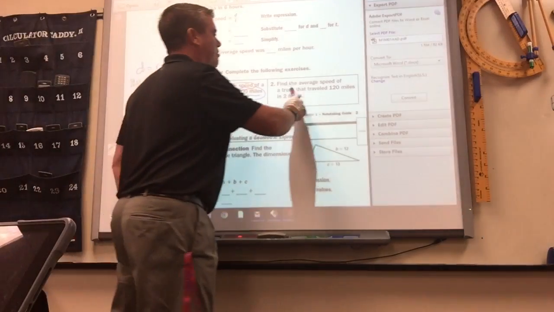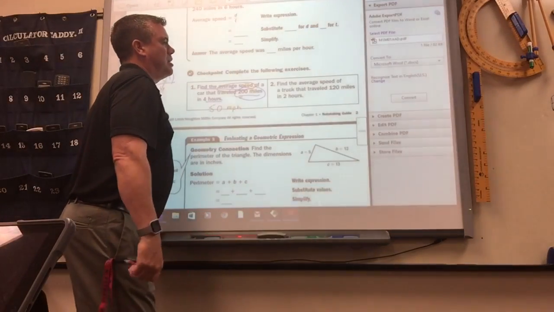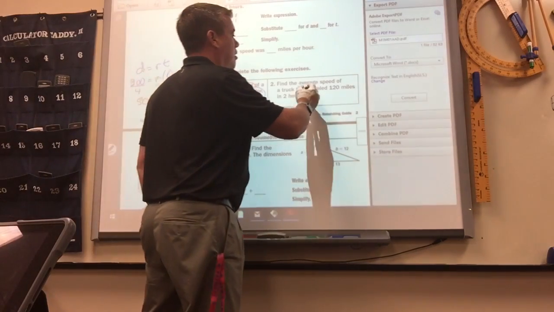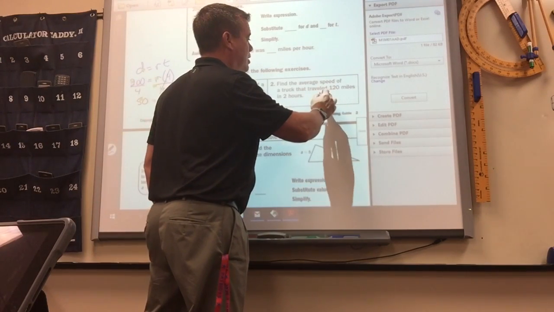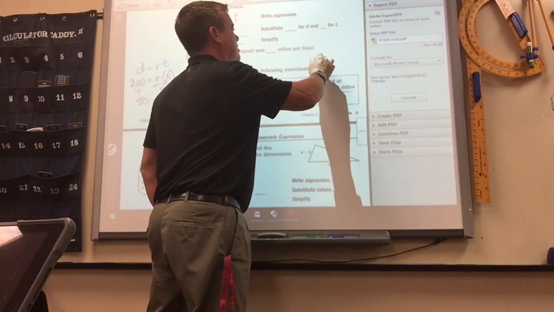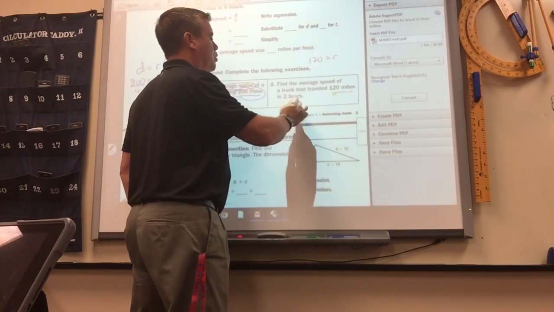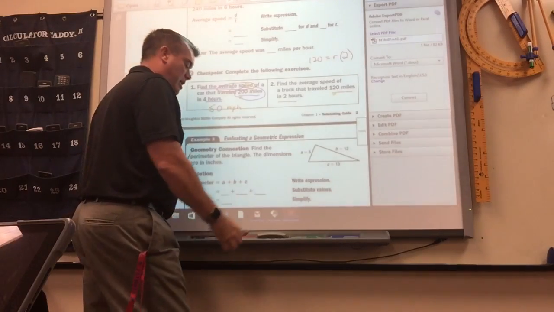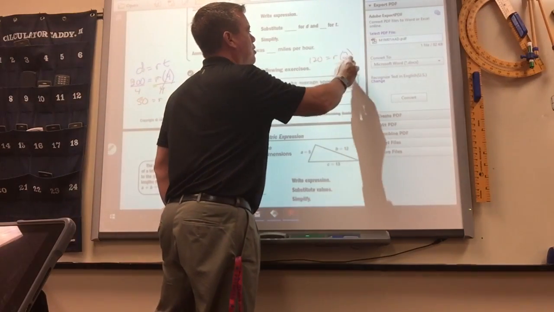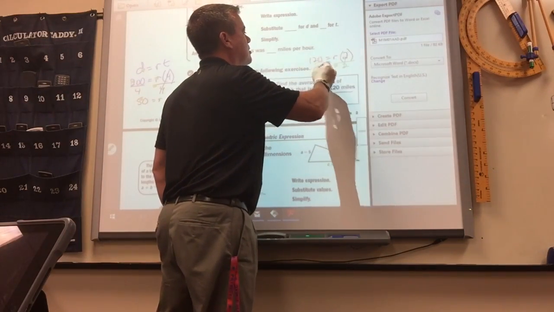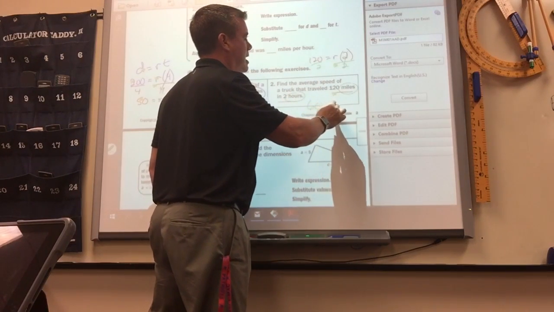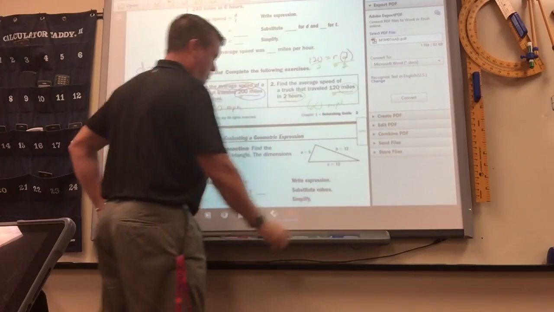So the same thing here, find the average speed of a truck that travels 120 in 2 hours. It's the same problem. We don't know the speed, we do know the distance. So we don't know the rate, but we know the time. R times 2 is 120. So you would divide by 2 and you'd get 60. And this is miles and that's hours, so miles per hour.